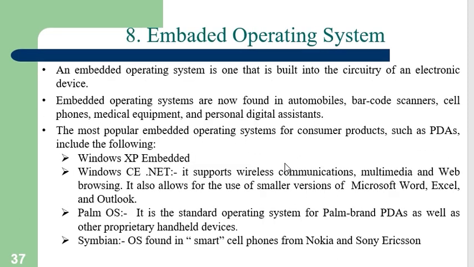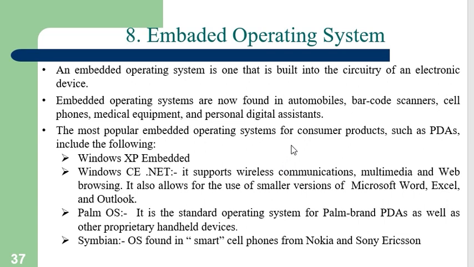And then the embedded operating system. An embedded operating system is one that is built into the circuitry of an electronic device. Embedded operating systems are now found in automobiles, barcode scanners, cell phones, medical equipment, and personal digital assistants.